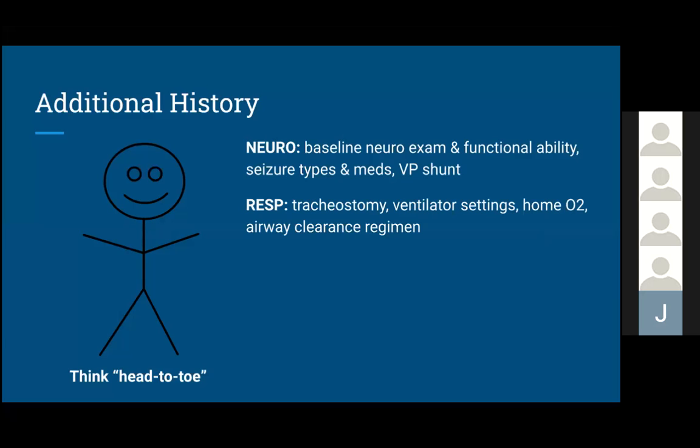Tracheostomy, ventilator settings, or if they're on just home oxygen, and airway clearance regimens, which again is going to be another talk. And then G tubes, like somebody brought up, which we'll talk about in a minute here more.